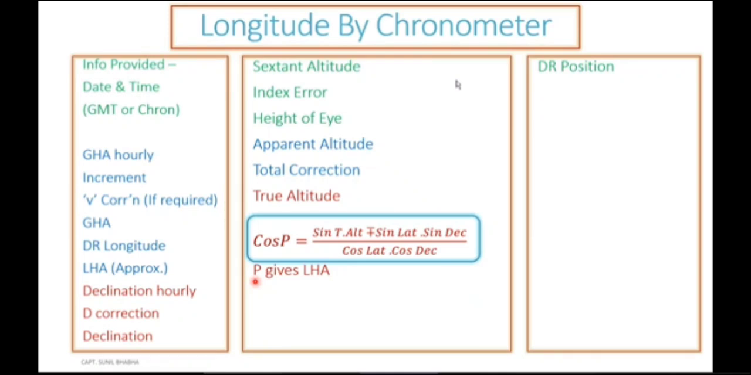Beta, go ahead. बेटा कुछ पूछ रहे थे? Sir, I was asking that if approx LHA is less than 180, then we can take it like the new P which we have got from the formula. Then we can take P is equal to LHA.